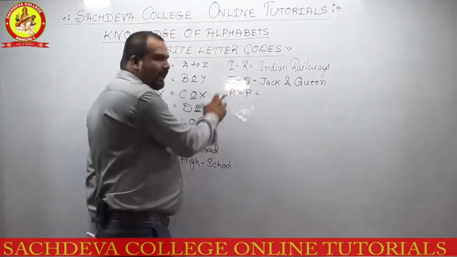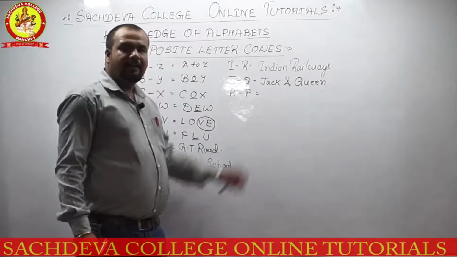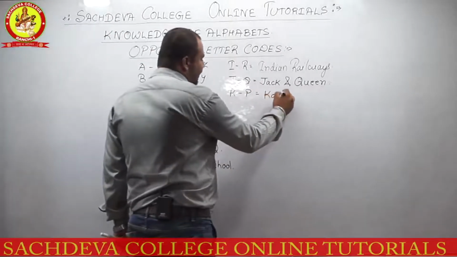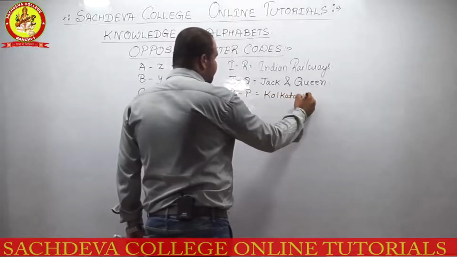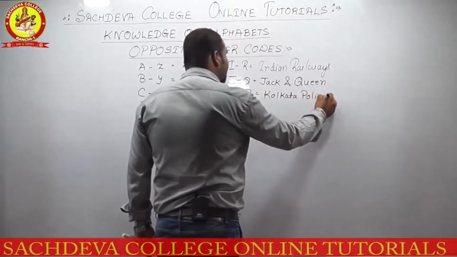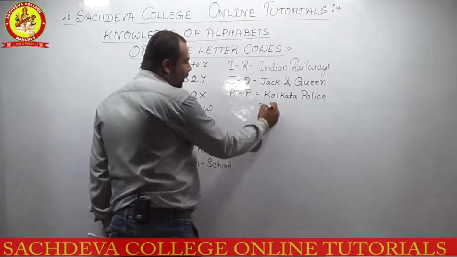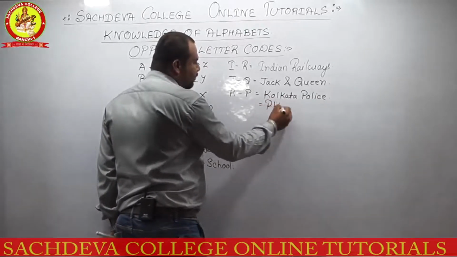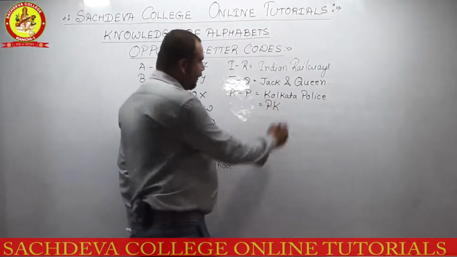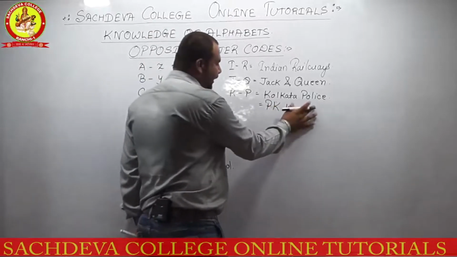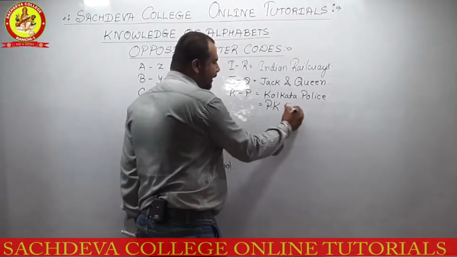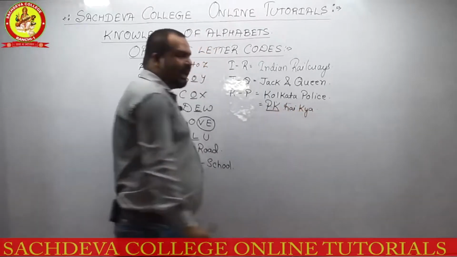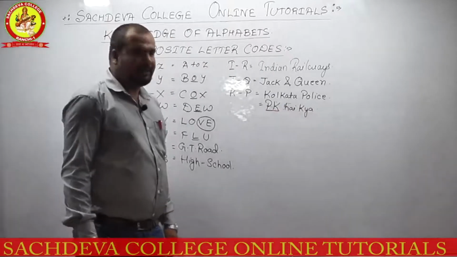After J we have K. How will we remember KP? The very simple method you can remember is Kolkata Police, or a very recent movie of Aamir Khan, that was PK. PK है क्या? So इससे हम ये याद कर सकते हैं that K's opposite is P and P's opposite is K. Next.